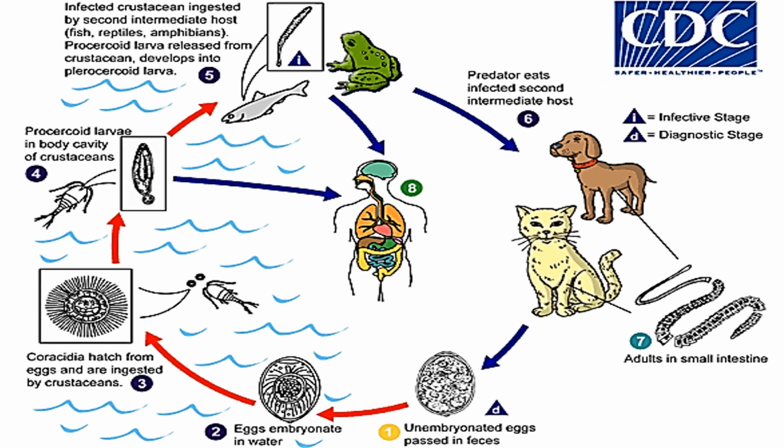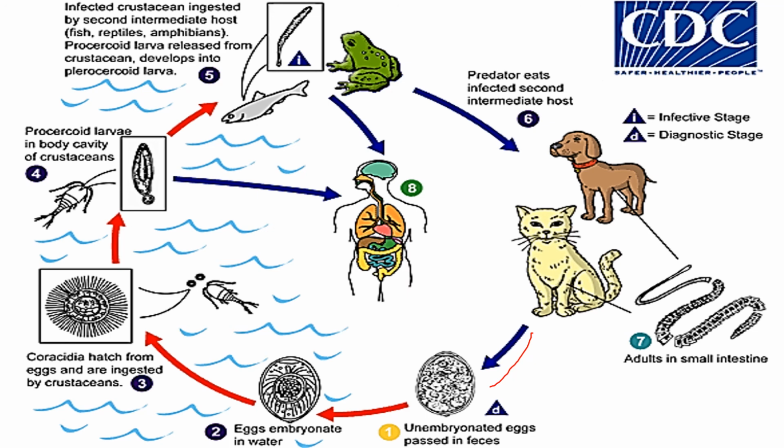So this is the life cycle of your Spirometra. Its life cycle is similar to D. latum. Okay, so only the hosts are different. Unembryonated eggs are passed in feces. And then, coracidium will hatch from eggs and are ingested by crustaceans, cyclops, and then it will develop into procercoid. The procercoid will be ingested by man accidentally.